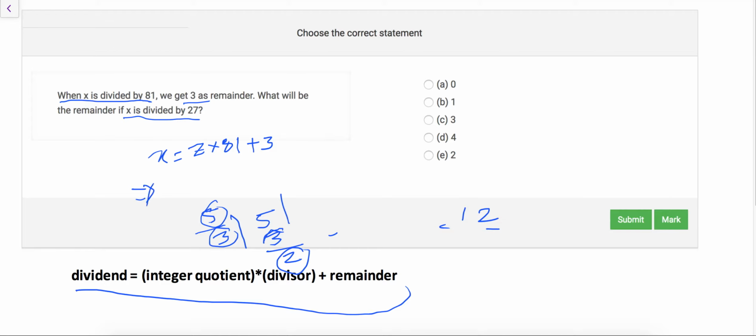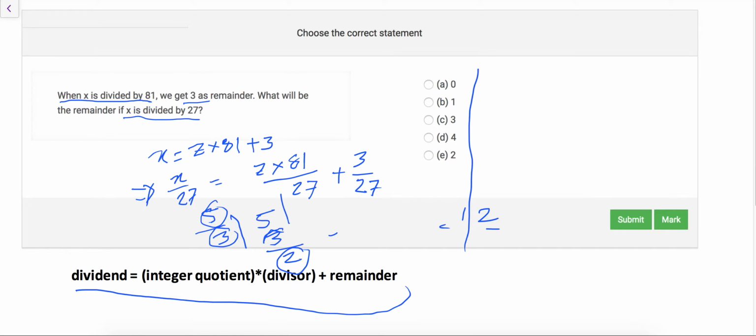The second part of the question is asking what will be the remainder if x is divided by 27. So let's do the math. We divide x by 27 and let's see what happens. So x by 27 will be z into 81 divided by 27 plus 3 by 27. The trick is here, we can actually divide 81 by 27, and this is 3.